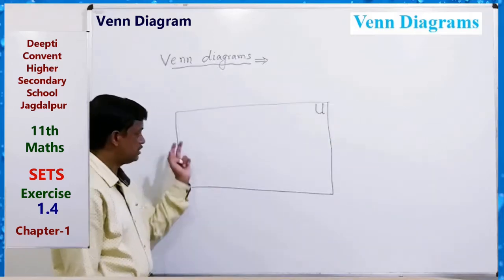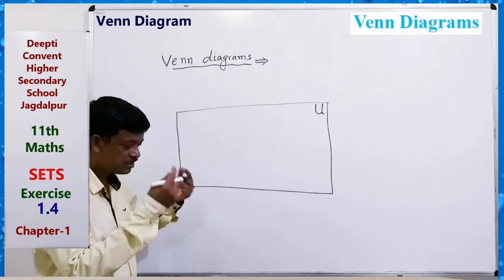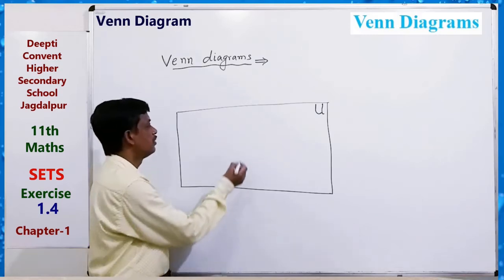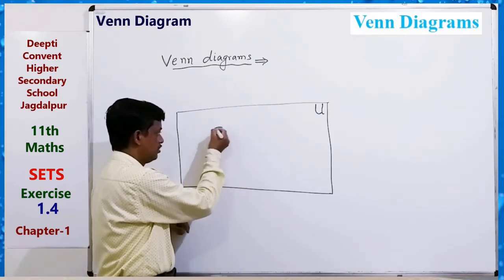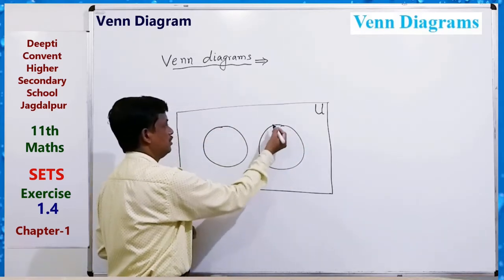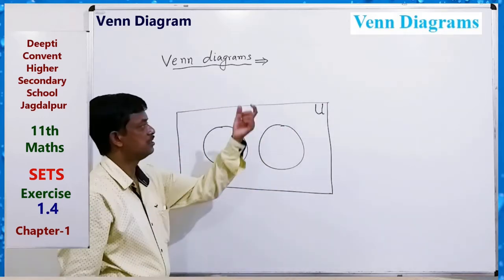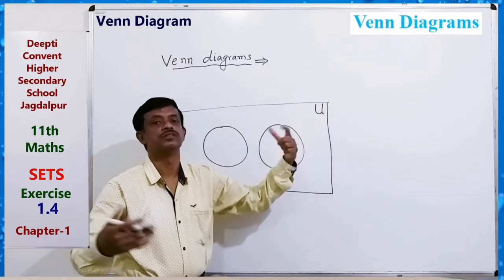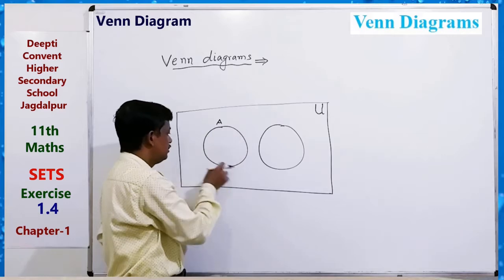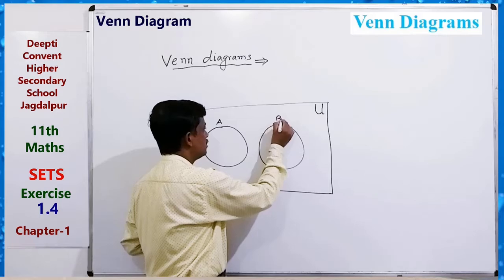Universal set. That is, this contains all the sets, subsets. And for a set, we are using a circle in general. We are using a closed diagram, but a circle. Here, suppose this rectangle represents all the elements of the universal set. This circle A represents set A. This circle represents set B.